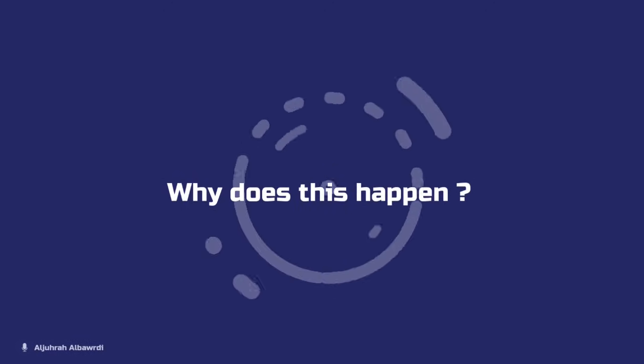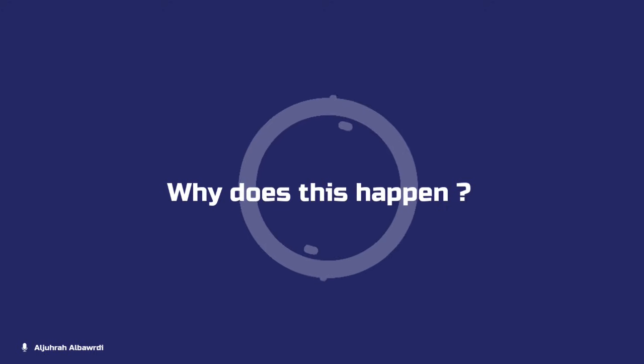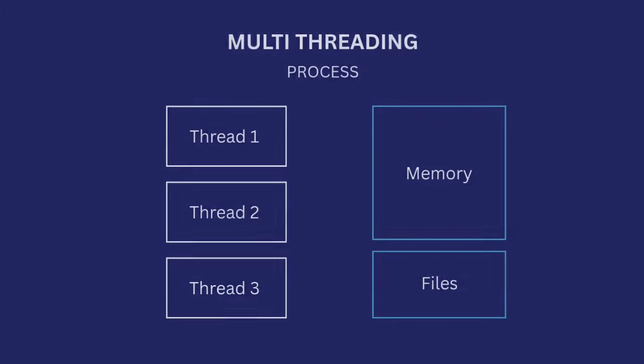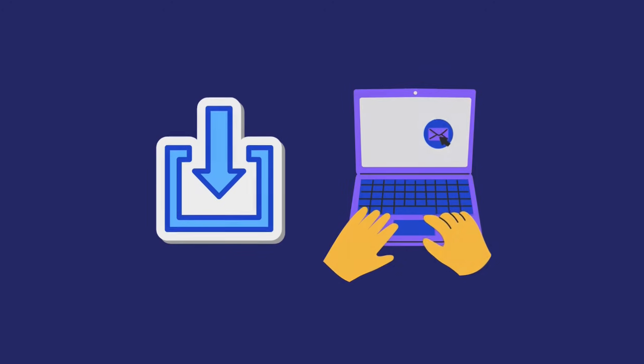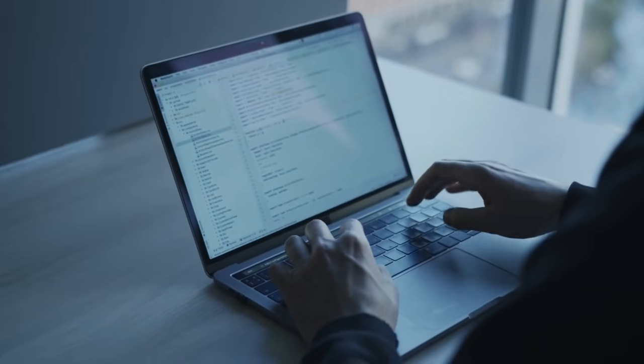To understand why this happens, you have to understand multithreading. Modern computers are powerful because they don't just do one thing at a time. They run multiple threads of execution simultaneously. Usually, this makes apps faster and more efficient. For example, one thread might download a file while another thread updates the user interface. They work side by side to get the job done.